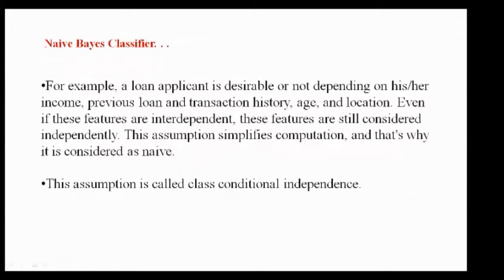One example is given there. Suppose a bank has to give a loan to any person, then it will check attributes like that person's income, previous loan condition, transaction history, age of the person, and location. So it will check different attributes for the sanctioning of the loan. These attributes are interdependent, they depend on each other.